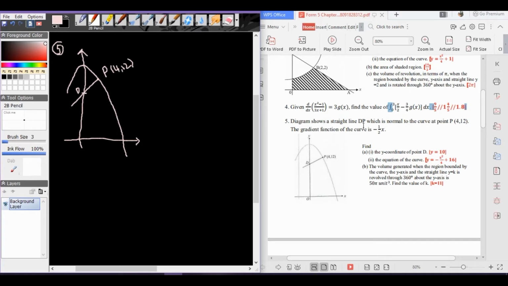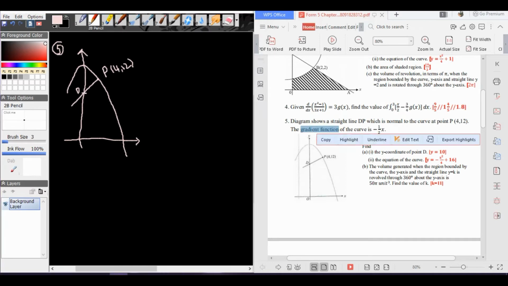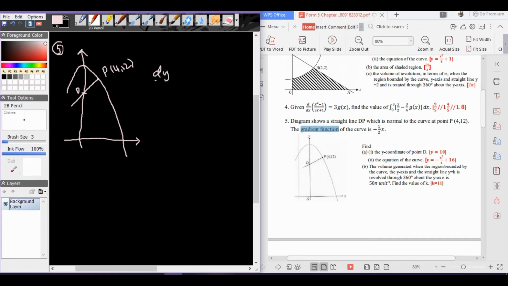Diagram shows a straight line DP which is normal to the curve at point P. So this DP is normal at point P. The gradient function, okay, when you see this word gradient function, that means dy dx. I hope you can get this idea now. So gradient function equals to dy dx equals to negative 1 over 2x. This is the general gradient function for this curve.